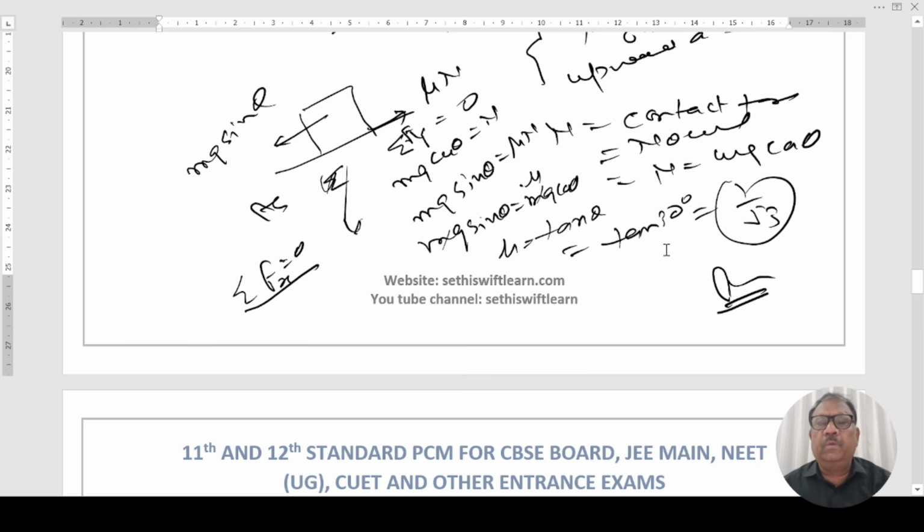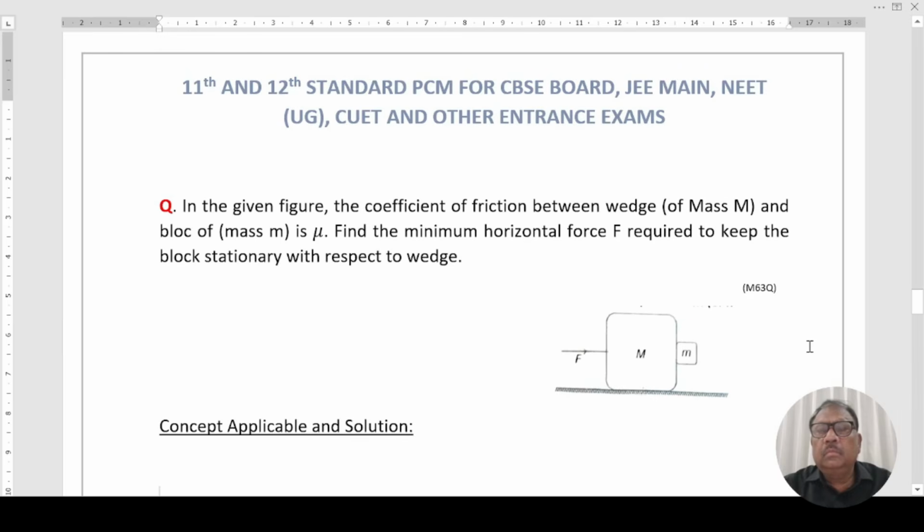Right? Next question. The question is: in the given figure, the coefficient of friction between the wedge, this is the wedge of mass m, and the block of mass m, this is the block.